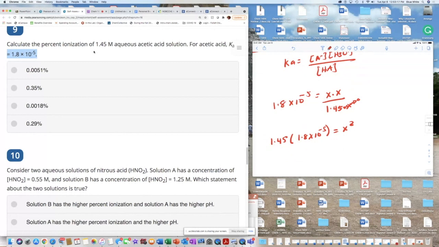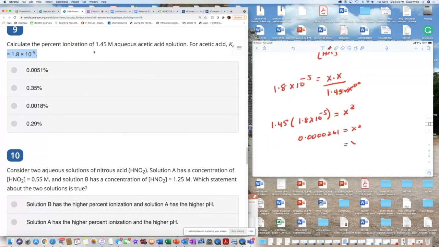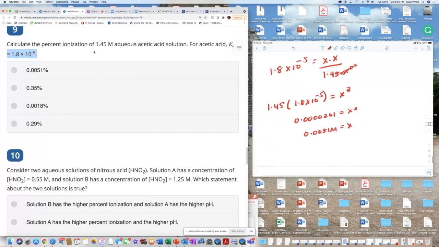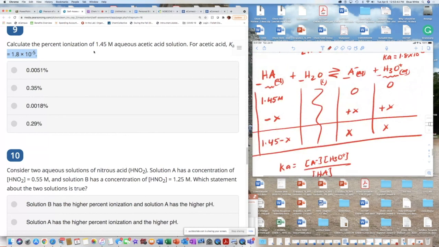So 1.45 times 1.8 exponent negative 5 to the right, close parentheses, and I end up with 0.0000261 equals x squared. Take the square root of that number and I get x equals 0.0051 molar. Okay, so remember the x that we care about here is this x. We care about this x here. This x is 0.0051 molar. I can go in and fill the other ones, but I don't care about them.